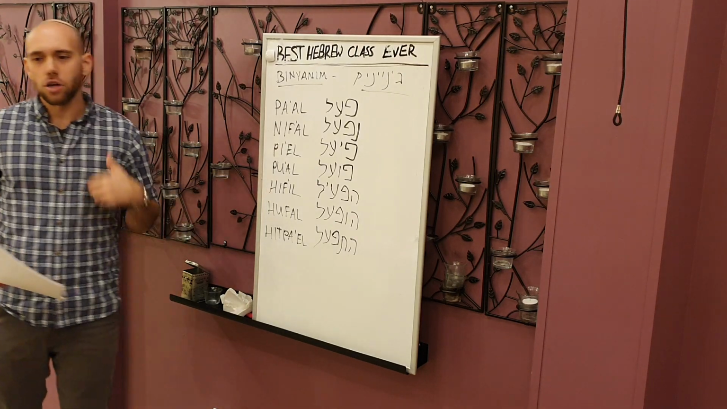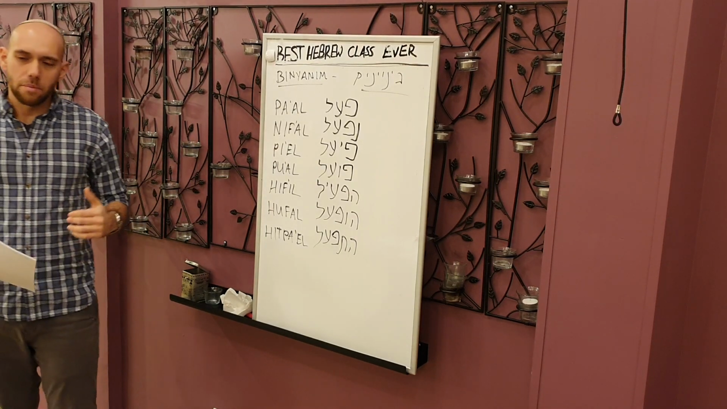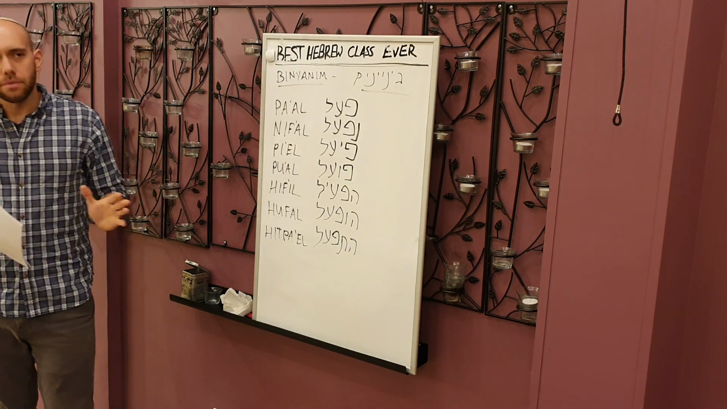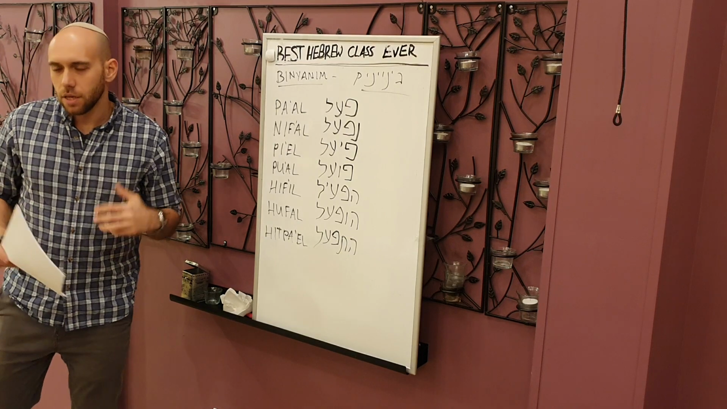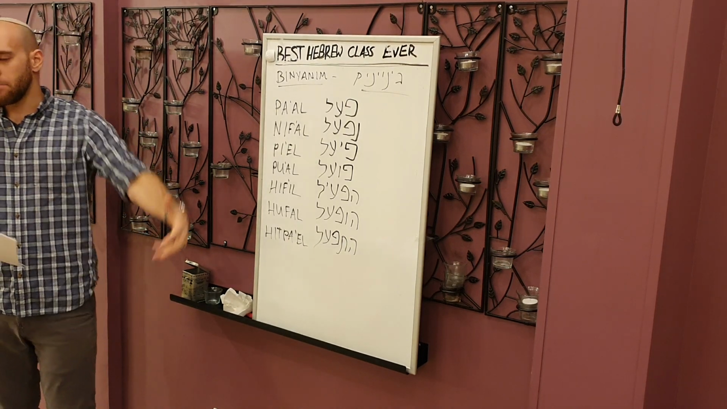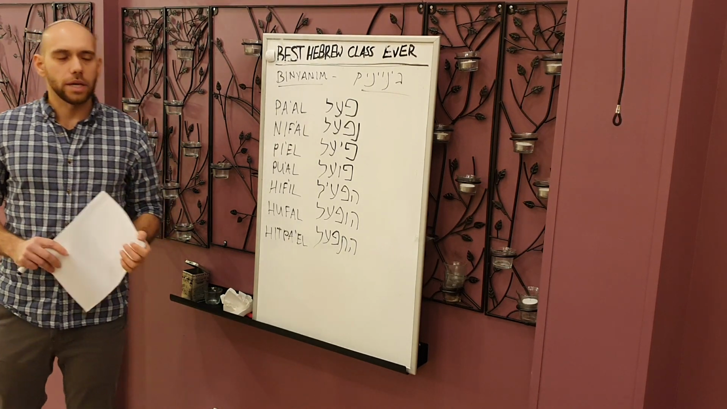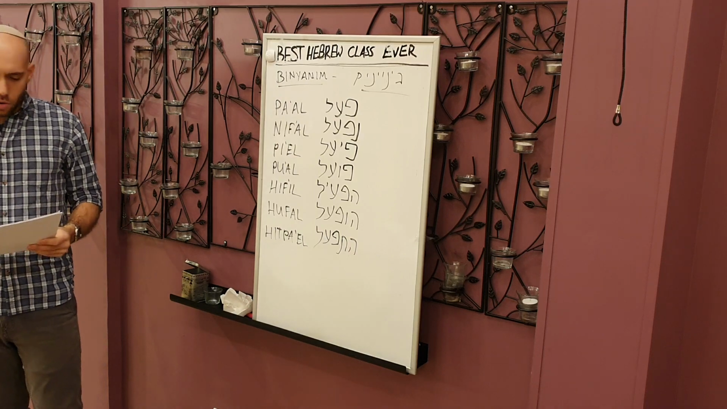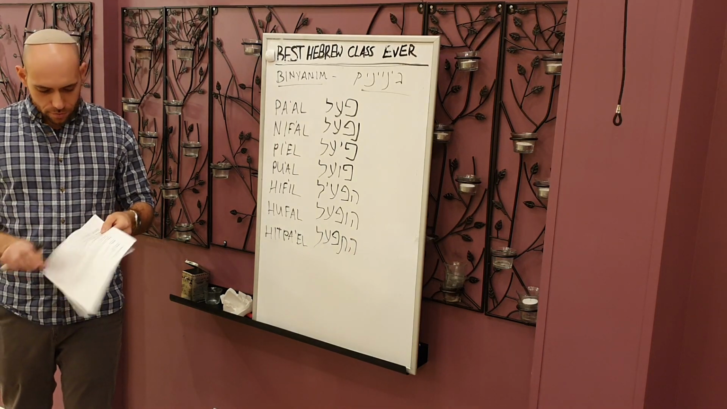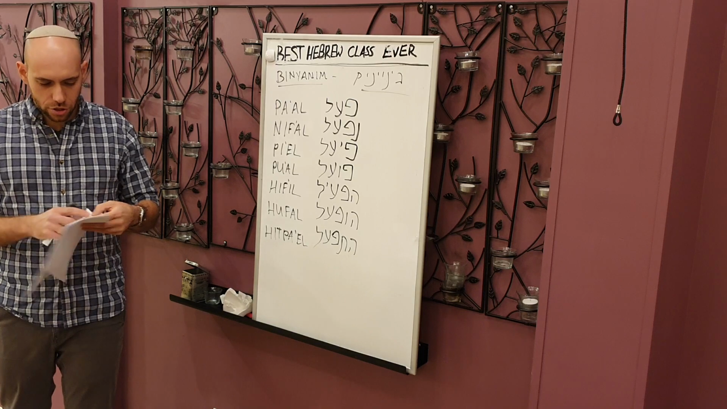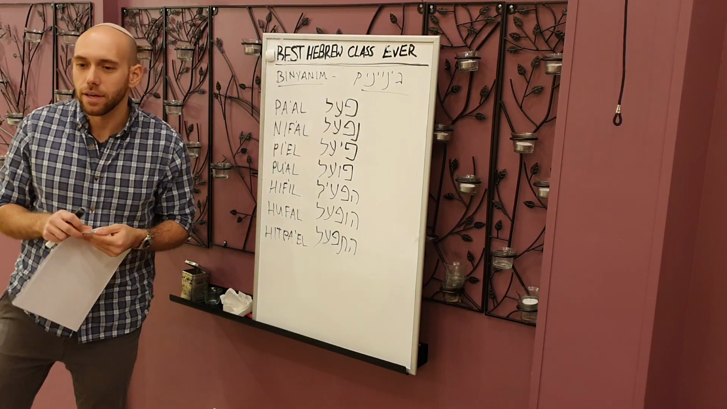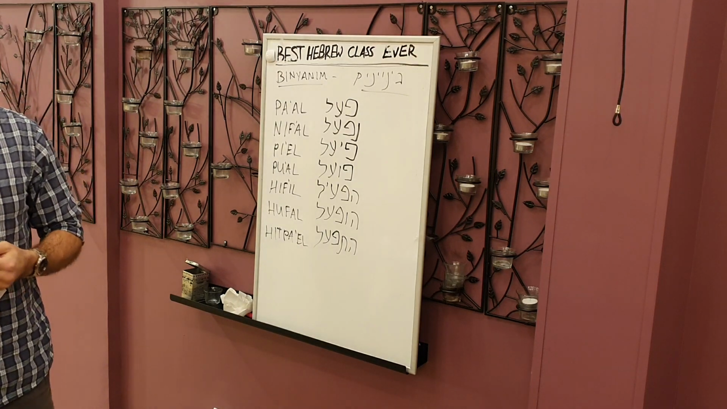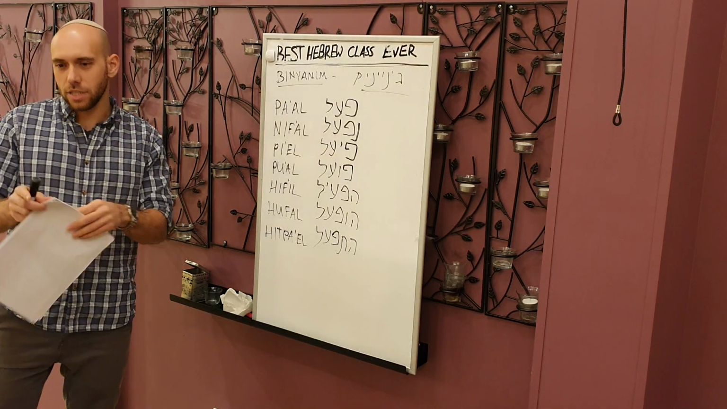Hif'il is a causative action. Okay, that means an action that, it's hard to explain this one, but it causes something to happen, right? It causes something to happen. Let's look at the sheet. Hif'il, like to remind someone. That was a good example from last time.